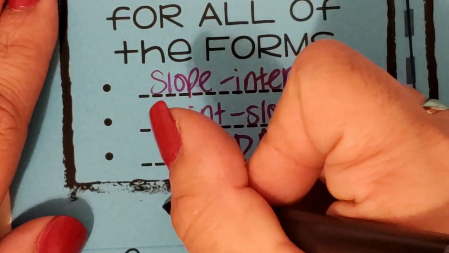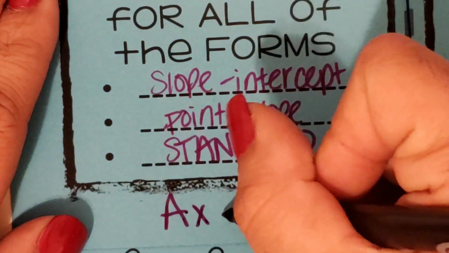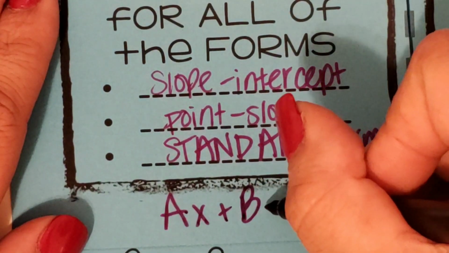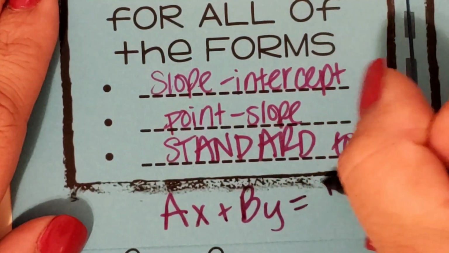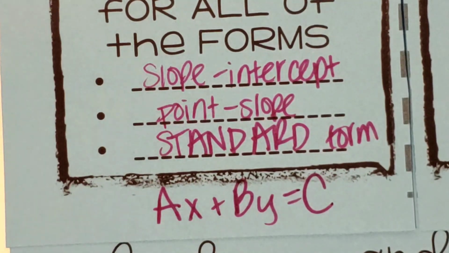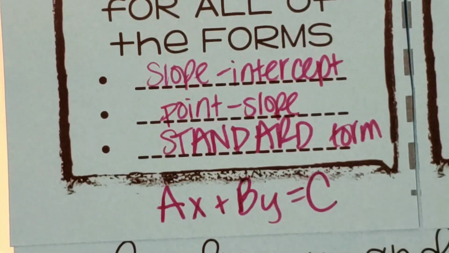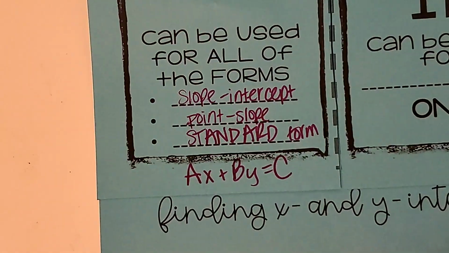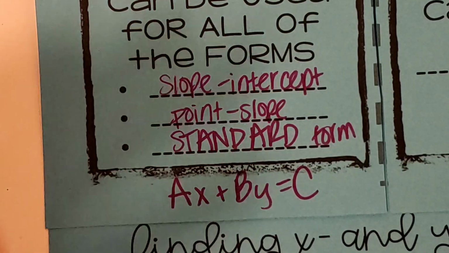Standard form is capital A lowercase x plus capital B lowercase y equals capital C. A, B, and C are coefficients and/or constants that you're going to be seeing. And let's go ahead and open it up.